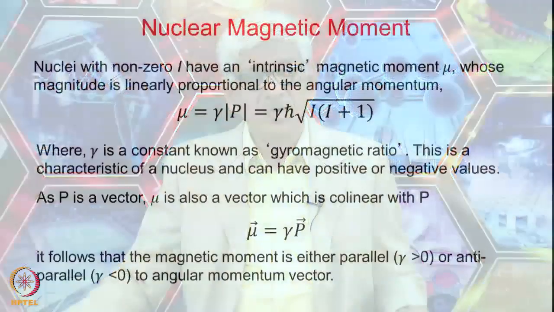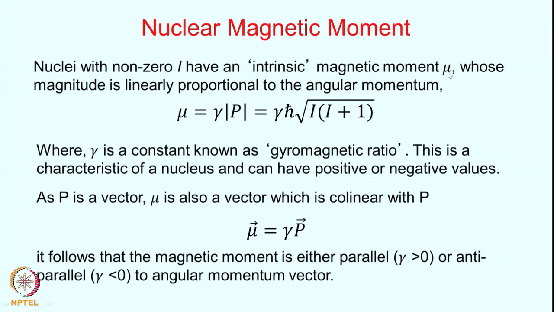There is a magnetic moment, and only those nuclei which have a magnetic moment are NMR active. Nuclei with non-zero I value have an intrinsic magnetic moment, which we represent as mu, whose magnitude is linearly proportional to the angular momentum. So mu is equal to gamma times p, where p is the magnitude, and therefore it is equal to gamma h cross under root I into I plus 1. The gamma is a constant known as the gyromagnetic ratio. This is characteristic of a nucleus and can have positive or negative values.